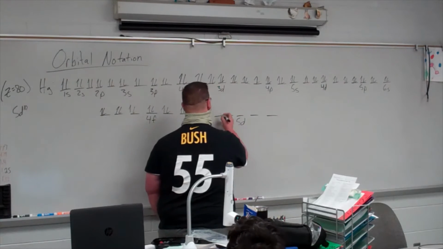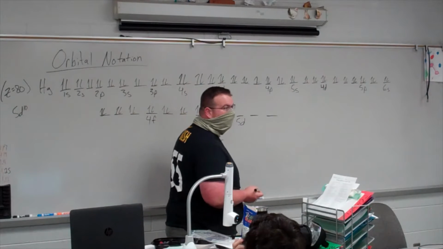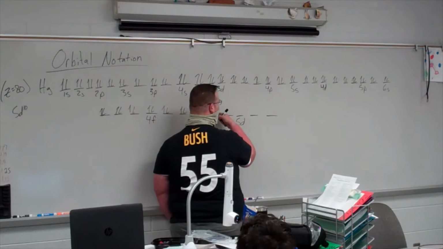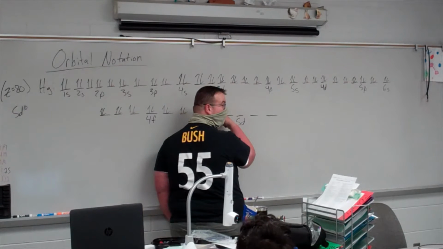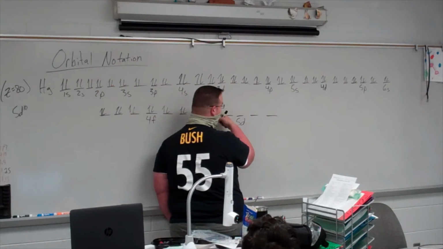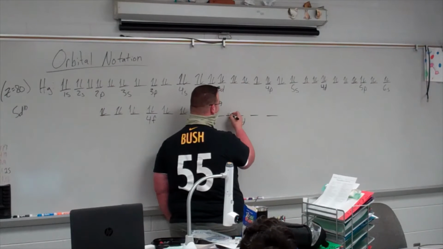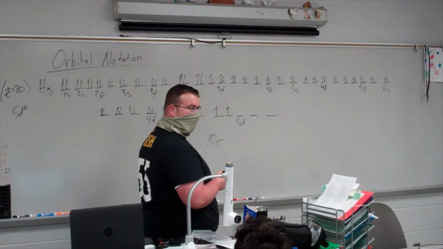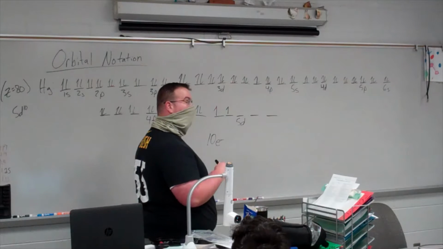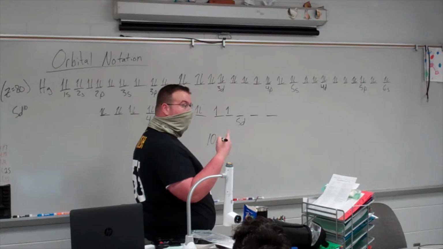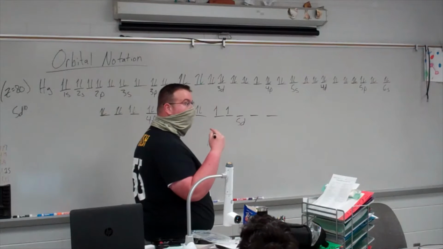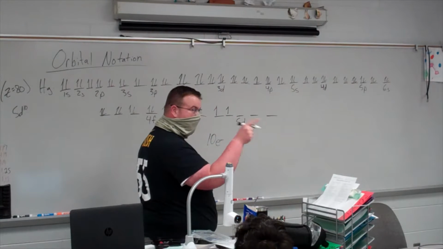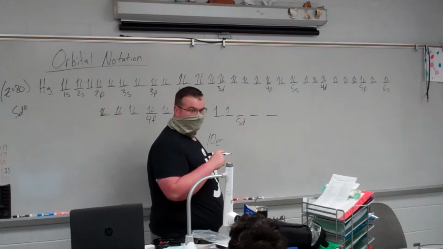So the first one goes here, right? They all got one. Then, does the second one go here? No. Where does the second one go? On the right. Why there? You have to have one in each before you can do the second one? Yes. Why? Spin of the electron. I can't remember the rule, but I was about to say what the rule says.